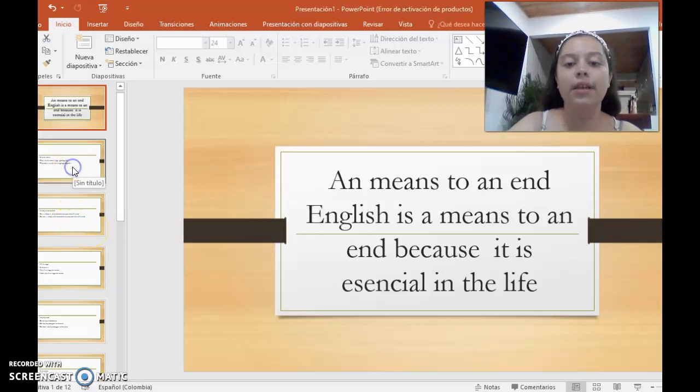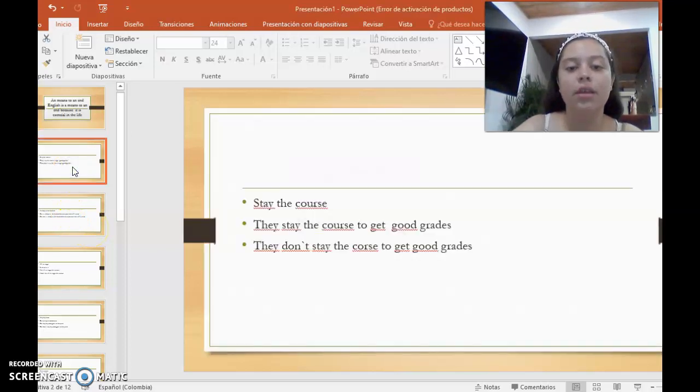The next example is "stay the course." "Stay the course" in Spanish is "mantener el rumbo." They stay the course to get good grades. They agree with the third person. The negative is: they don't stay the course to get good grades.